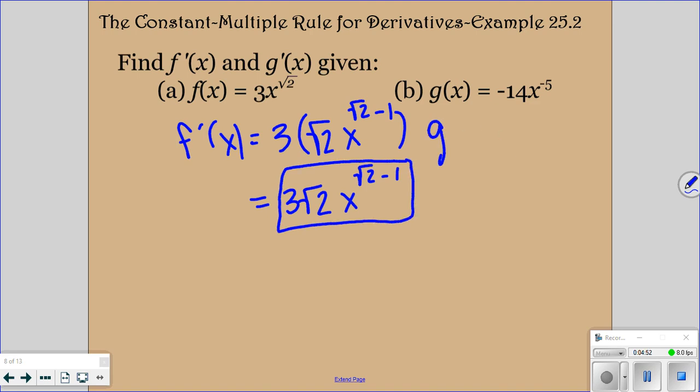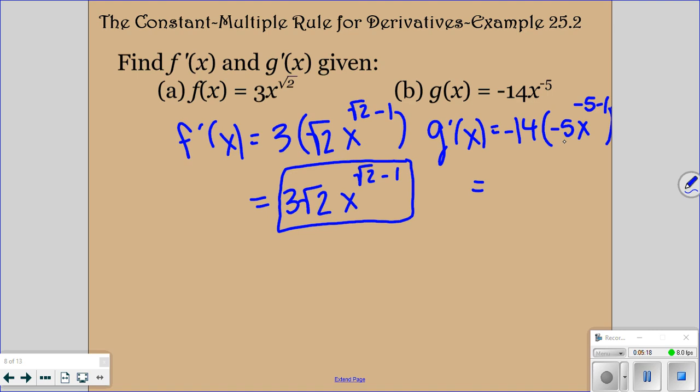For g, the derivative of it, we're going to do negative 14 times the derivative of x to the negative 5th. So we bring the negative 5 down, and then we do negative 5 minus 1. So some of y'all may want to put a negative 4 there, but that's not correct because it's always one number lower than your exponent.